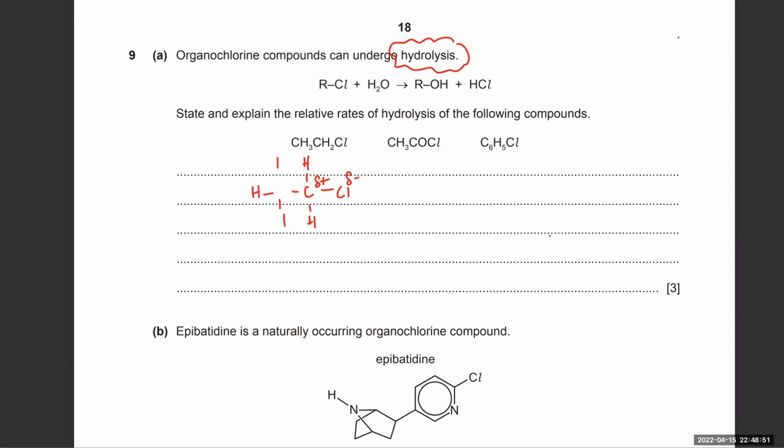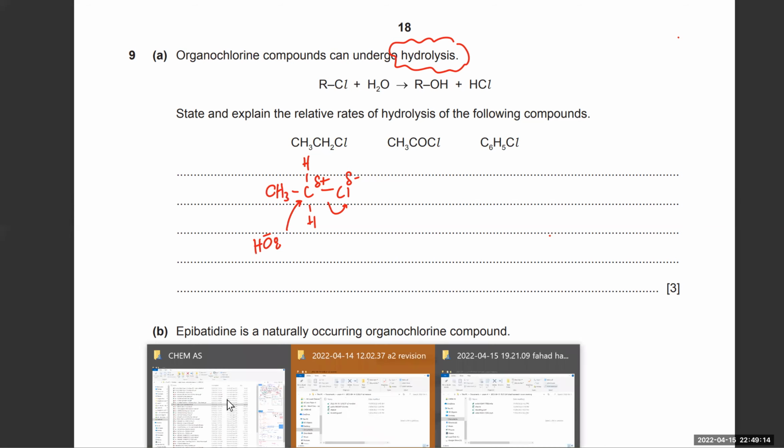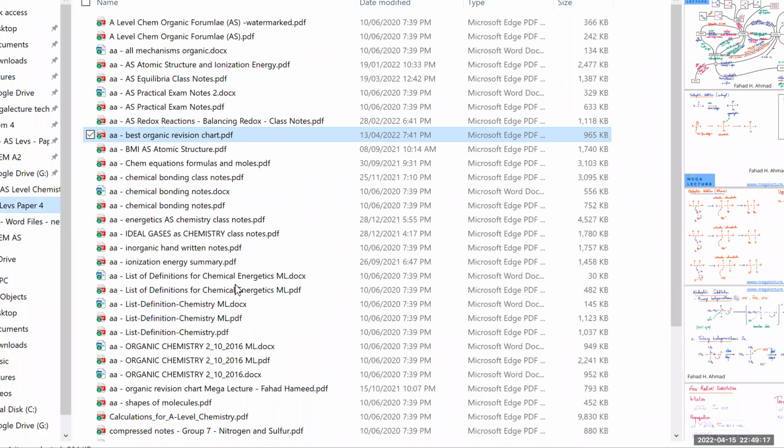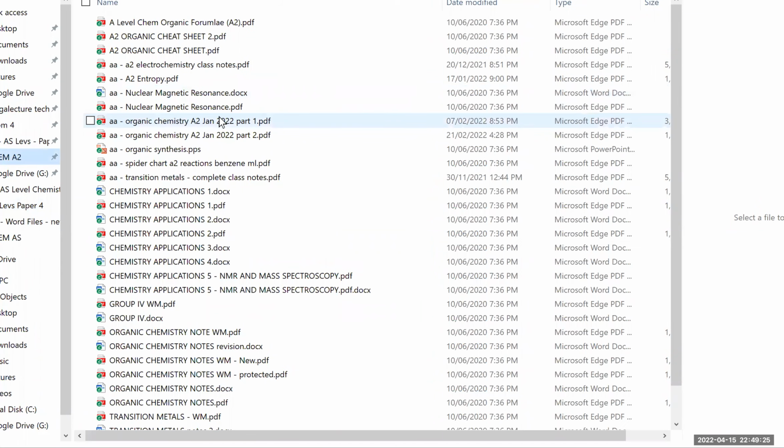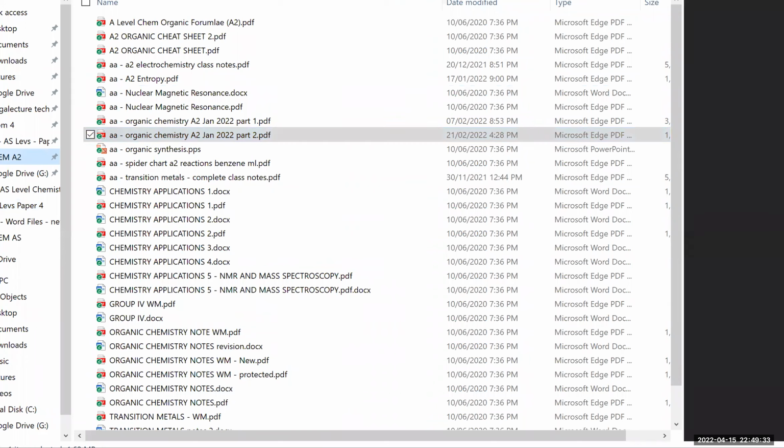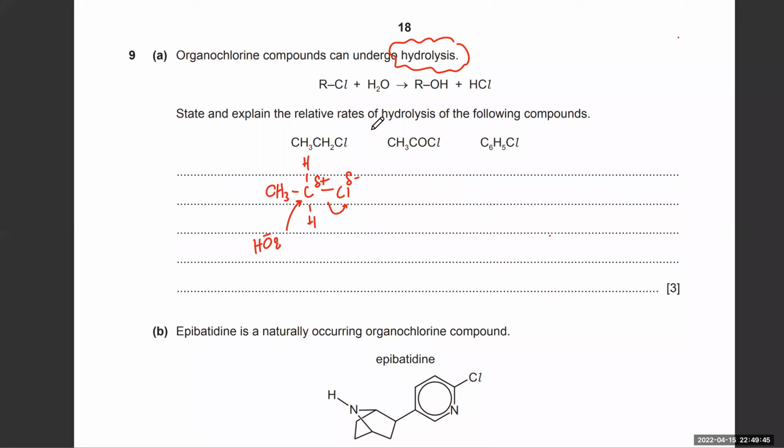Let me write this as CH3. So what happens is that this one is nucleophilic substitution. This thing is given over here. You've got SN1 and you've got SN2 mechanisms. In the second part, this one is hydrolysis. This is summer 19, question paper 41.